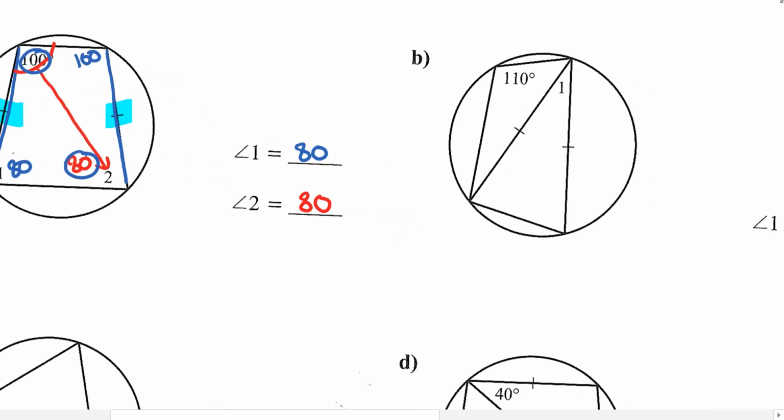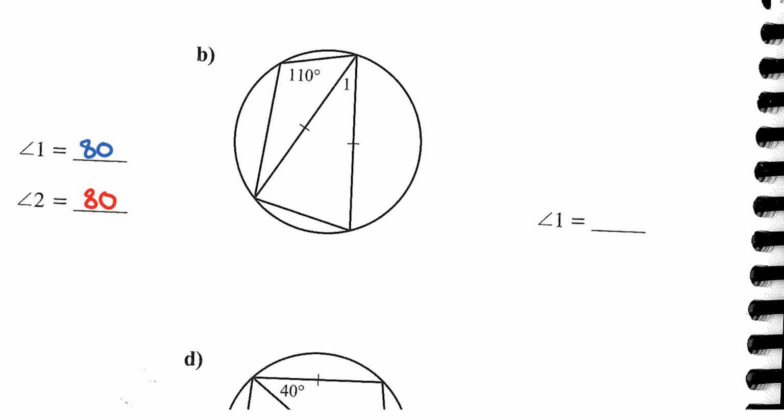Okay, let's move on to letter B. For letter B, I know this corner angle has a value of 110, and since we have a 4-sided shape, I know the opposite angles of any 4-sided shape that's inscribed inside of a circle add up to 180. So 180 minus 110 is going to be 70 degrees. So that's going to be 70 degrees right there.